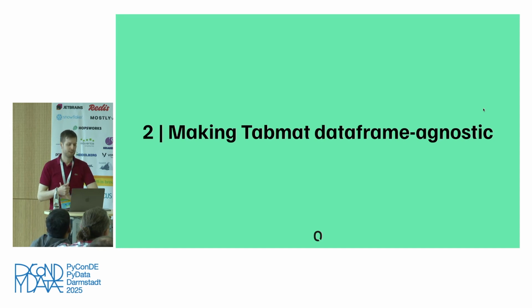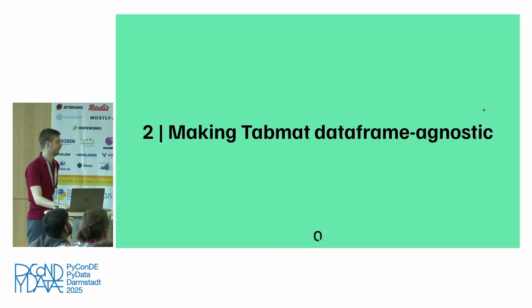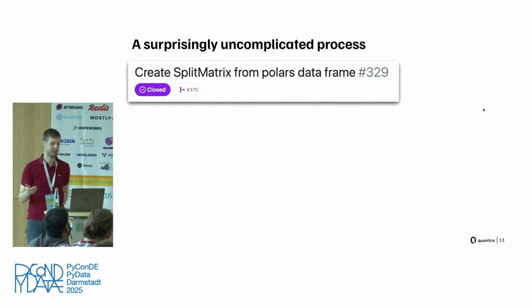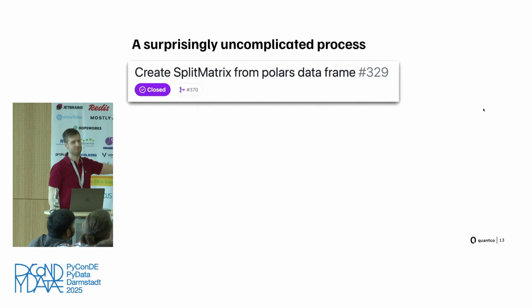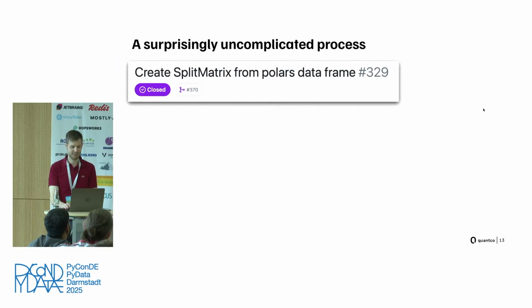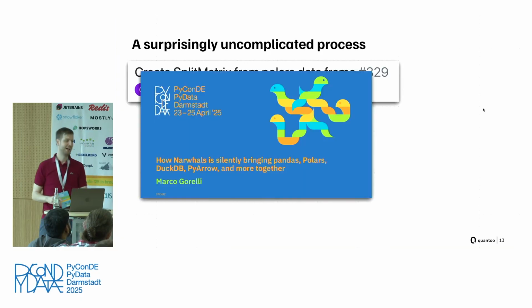Now let me continue with how we are in the process of making Glam data frame agnostic, but also focusing on Tabmat and the sandwich product. In general, it was a super nice process. Basically, we got some request that Tabmat should support polars data frames and maybe other kinds of data frames as well. And we found this library called narwhals.